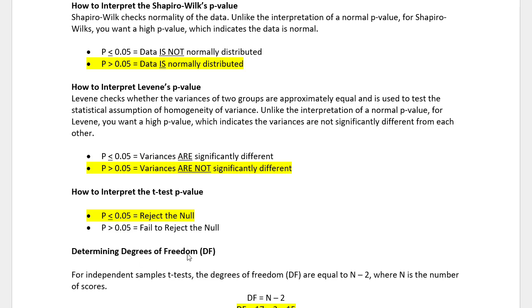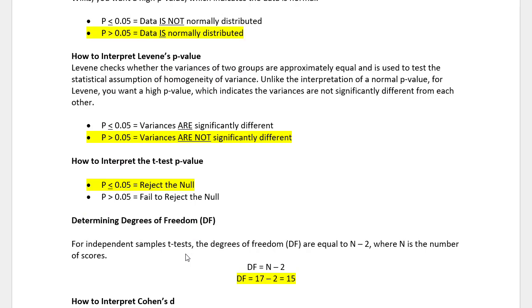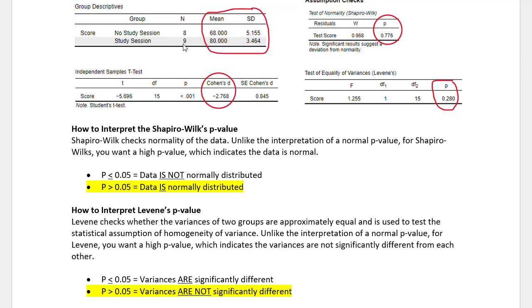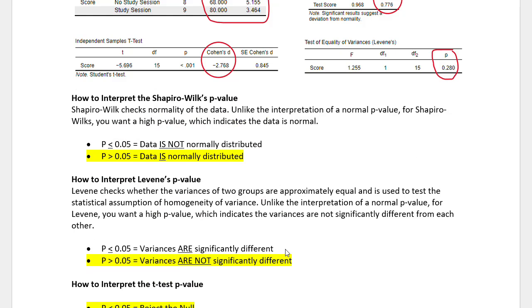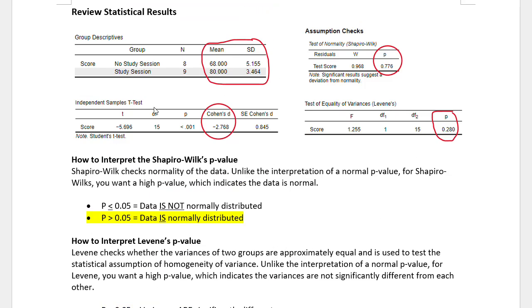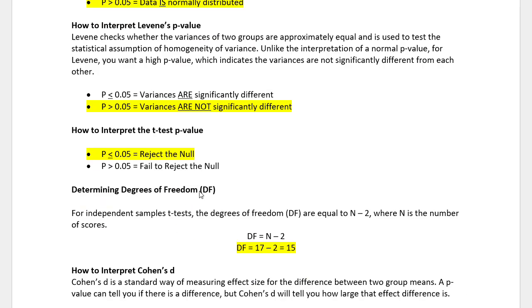Determining degrees of freedom. We're kind of cheating with the degrees of freedom, because it's n minus 2. So we knew that we had 9 plus 8, which is 17, and 17 minus 2 is 15. But nicely enough, for the independent samples t-test, they give us the degrees of freedom right there. So we are actually already provided our degrees of freedom, which is 15.